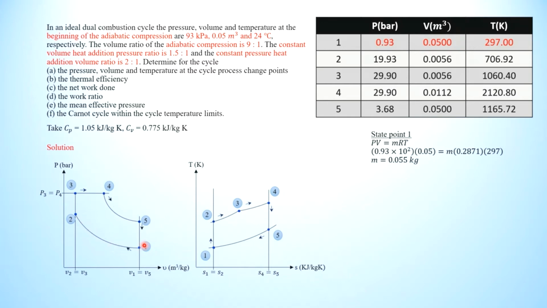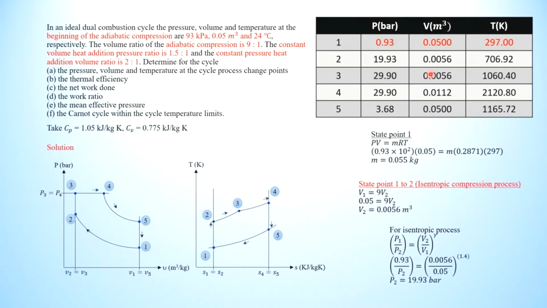So at the beginning, that means this should be your point 1. This should be where it is located. And then they have given us the volume ratio here. That means V1 to V2 is given as 9 to 1. So based on this volume, which we know, we can find out V2, which is 0.0056, based on the adiabatic or isentropic compression.